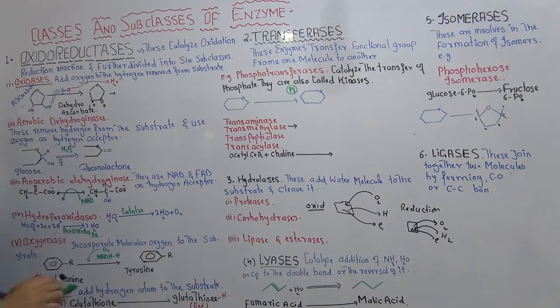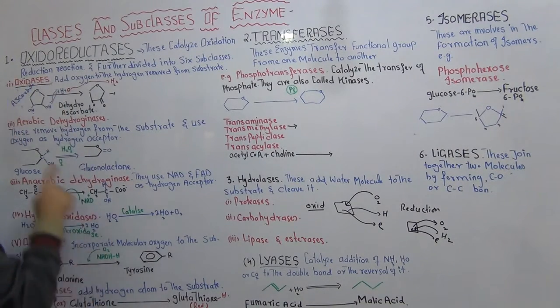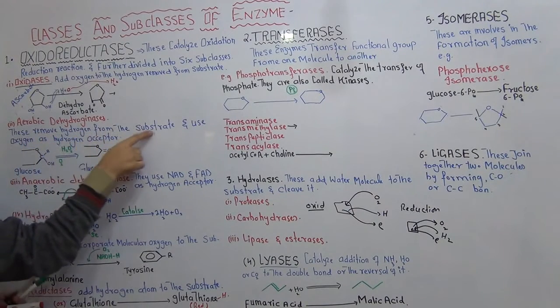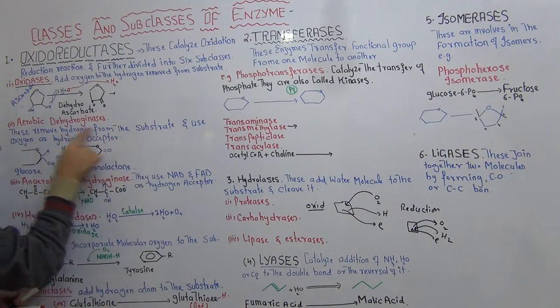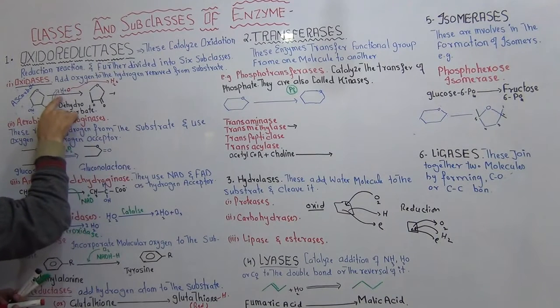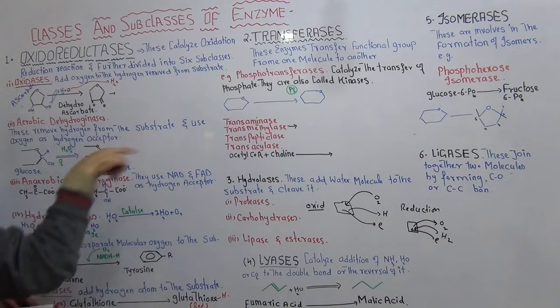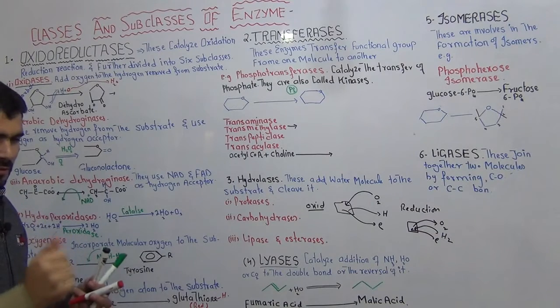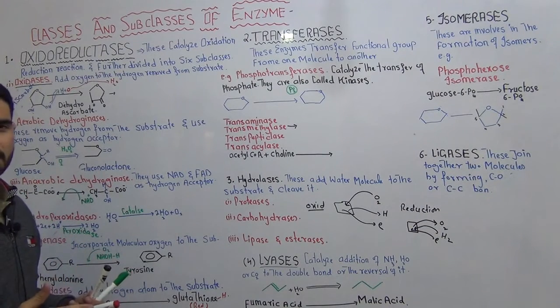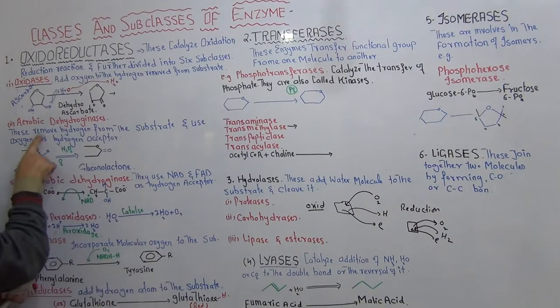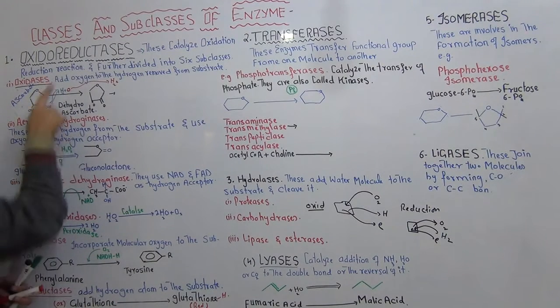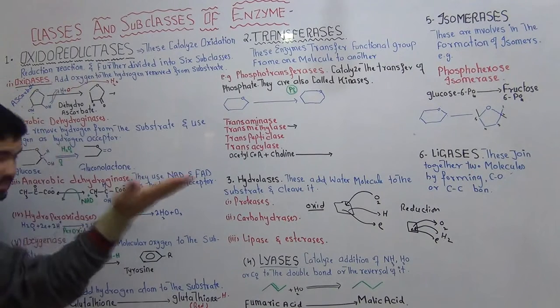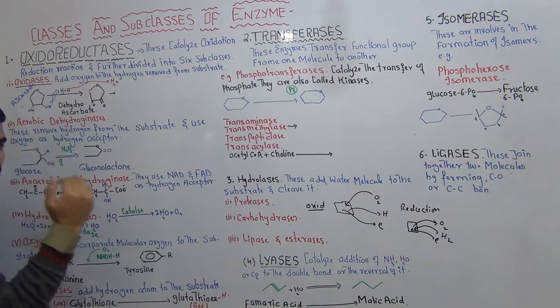Aerobic dehydrogenases, this is the second subclass of the oxidoreductases. These remove hydrogen from the substrate. Now look, these remove hydrogen from the substrate. The oxidases were not removing hydrogen from the substrate, they were adding oxygen to the hydrogen. These will remove hydrogen from the substrate. This is the confusion students face every time. So the definition: oxidases, they add oxygen. Dehydrogenases, they remove hydrogen.